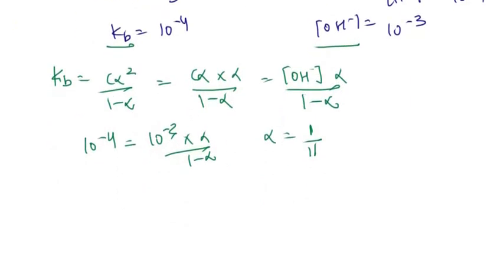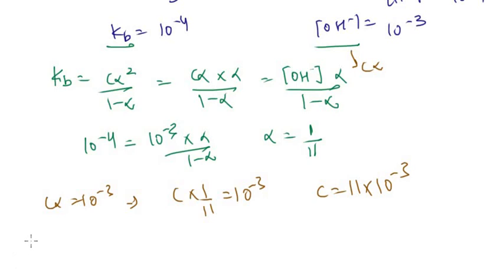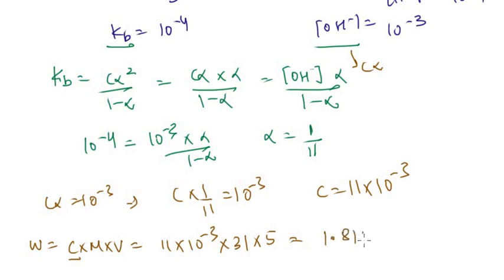Now we know alpha, it is 1 over 11. What are we asked to calculate? The amount of methylamine has been asked. So we know alpha, and we know the OH negative was C alpha. So C alpha is 10 to the power minus 3. With alpha as 1 over 11, C into 1 over 11 equals 10 to the power minus 3. So C comes to 11 into 10 to the power minus 3. Now the weight is concentration multiplied by molar mass multiplied by volume. So 11 into 10 to the power minus 3, and M stands for molar mass. Methylamine has a molar mass of 31, into 5. So that comes out to be 1.815 gram.